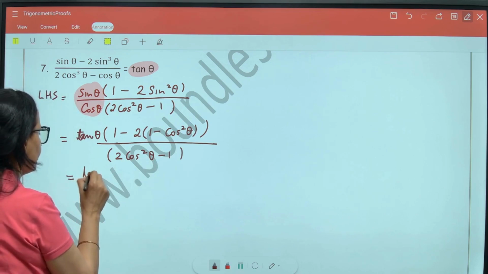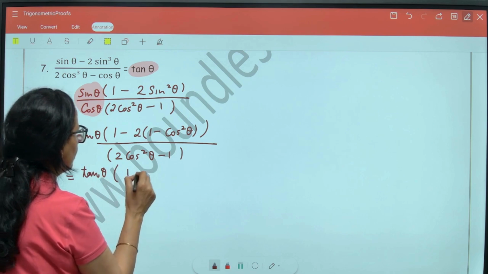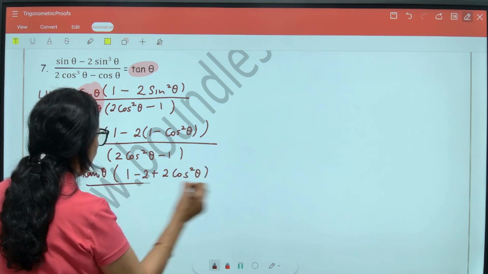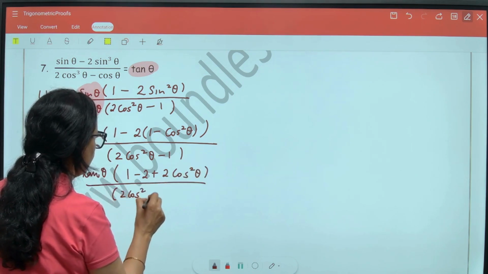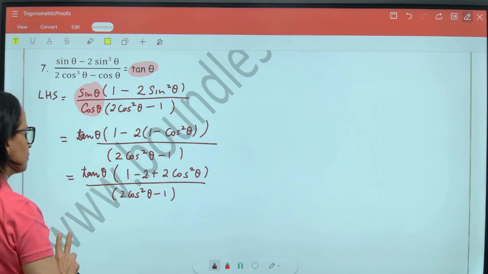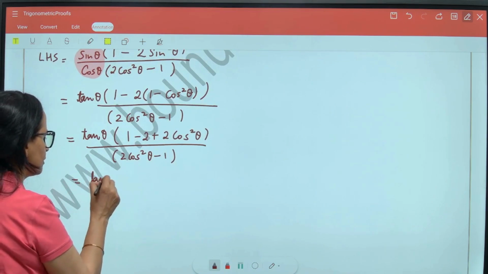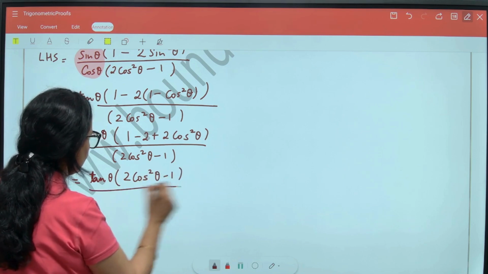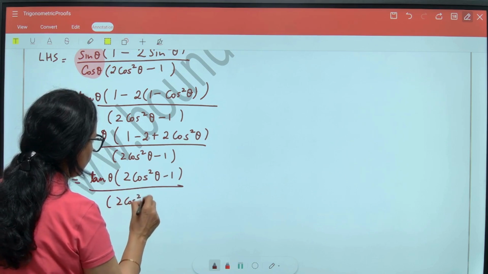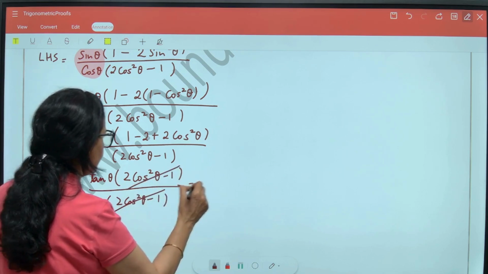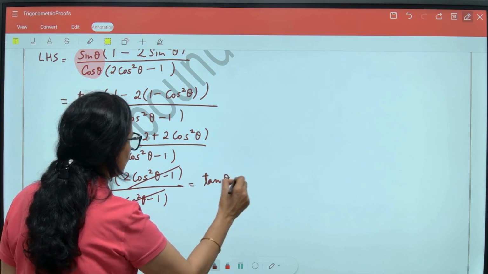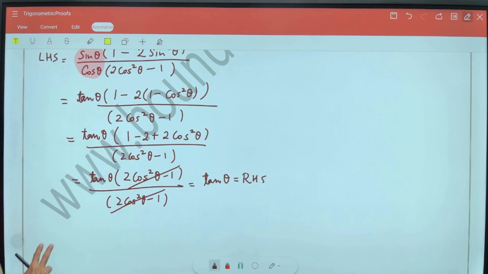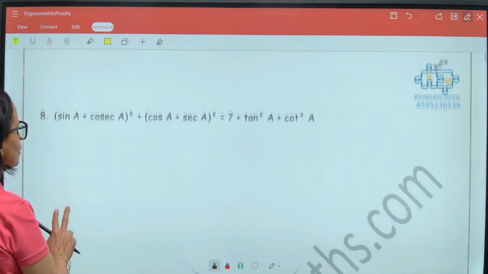Now just open the brackets in the numerator and simplify. 1 minus 2 and then plus 2 cos square theta upon 2 cos square theta minus 1. So this bracket in the numerator can be written as 2 cos square theta minus 1, and in the denominator I have the same bracket 2 cos square theta minus 1, which gets cancelled. So I am left with only tan theta, which is my right hand side, hence proved. Easy? Great.